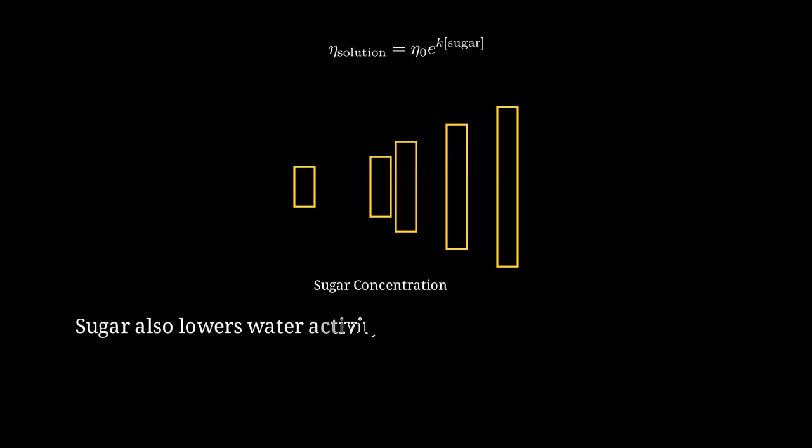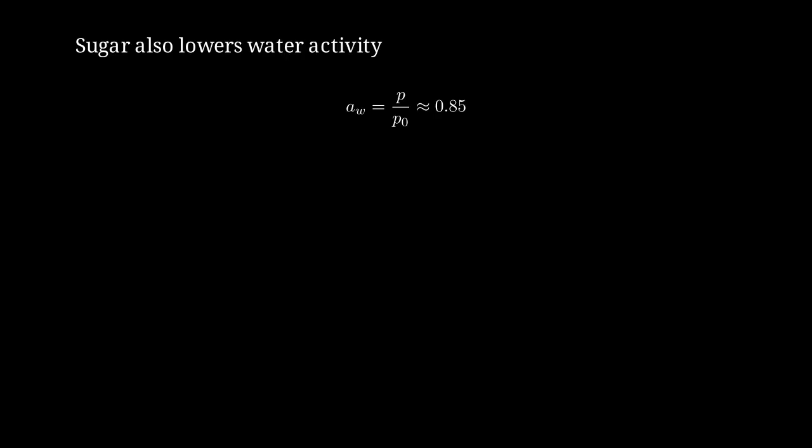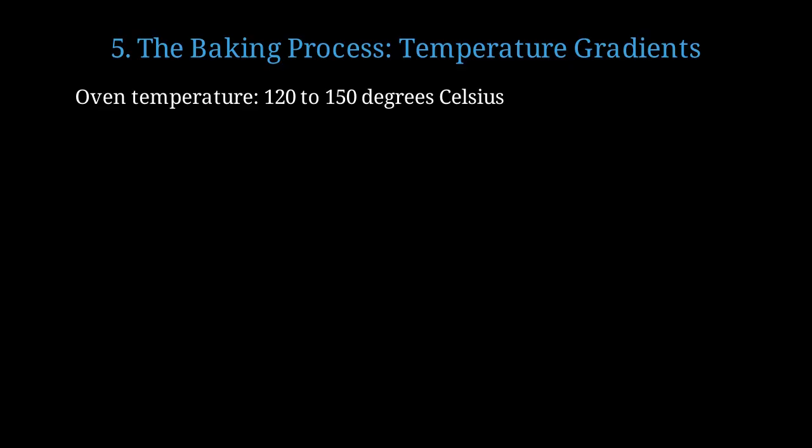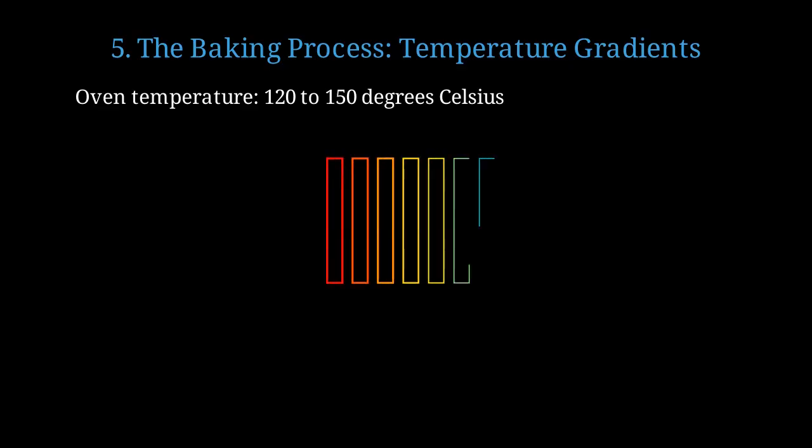Equally important, sugar lowers water activity, affecting how water behaves during baking. Water activity equals vapor pressure over pure water vapor pressure, approximately 0.85 in high sugar solutions. During baking, extreme temperature gradients develop across the Pavlova, creating our paradox. The oven operates at temperatures between 120 and 150 degrees Celsius. This temperature gradient visualization shows how heat moves from the red-hot surface through yellow and green zones to the cooler blue core.